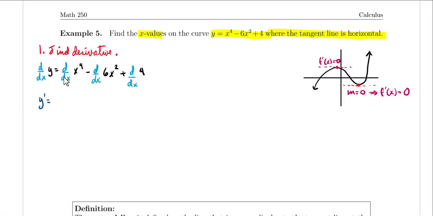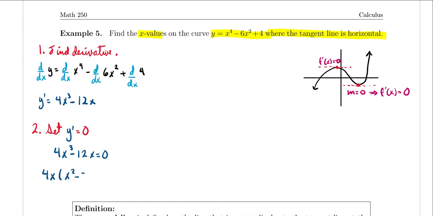Welcome back. For this derivative, I got 4x cubed minus 12x. Okay, so we have the derivative. Now the second step is to set our derivative to 0. So how can we solve this equation? Well, hopefully you notice that there is a GCF. I can factor out a 4x, and what are we left with? We should be left with x squared minus 3 equals 0.